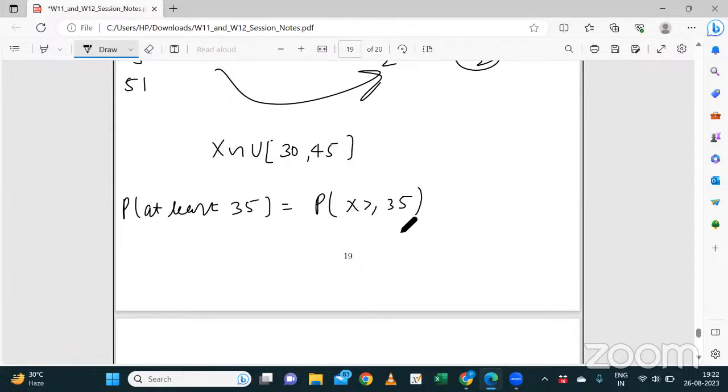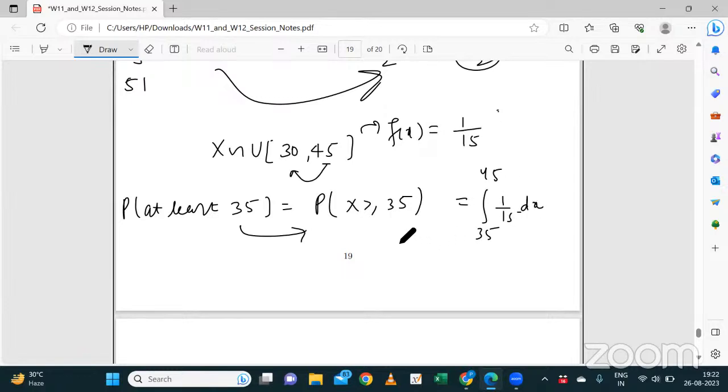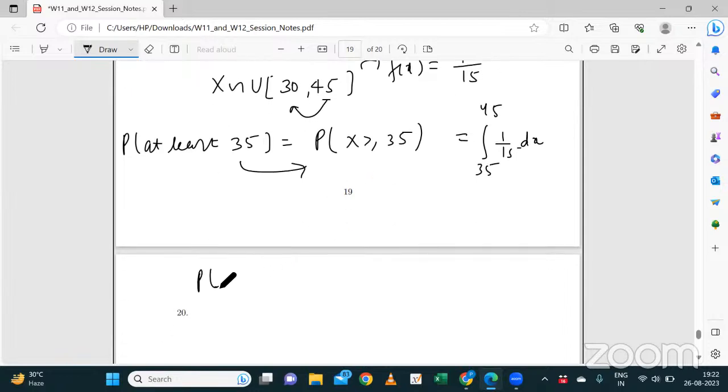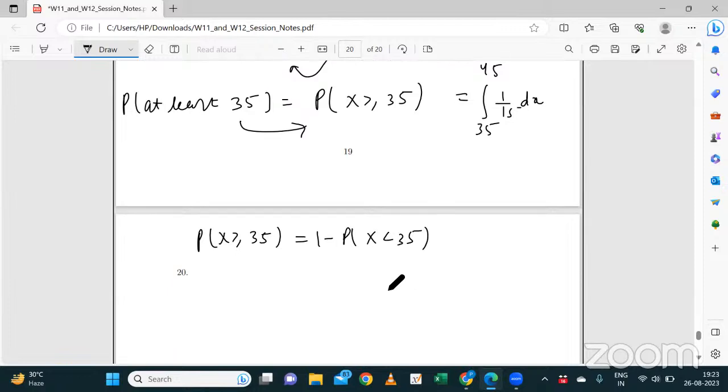So who has this question? Pragati. Okay. So now did you get the meaning of this one? Now there are two things. If you know the integration, you can directly integrate from 35 to 45. And what will be the PDF? 1 upon (b minus a). So b is 45, a is 30, so 1 upon 15, right? So you can integrate these things. Or, if I'm saying the probability X is greater than or equal to 35, can I write 1 minus the probability X is less than 35? Yes or no? So Pragati, tell me what is this?